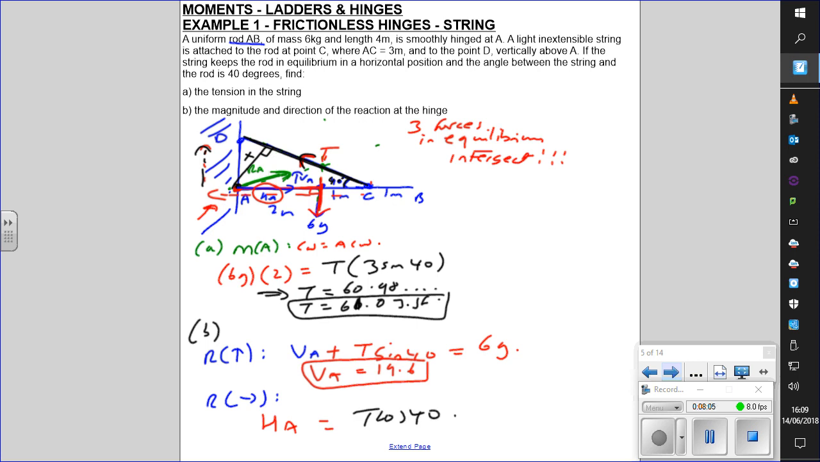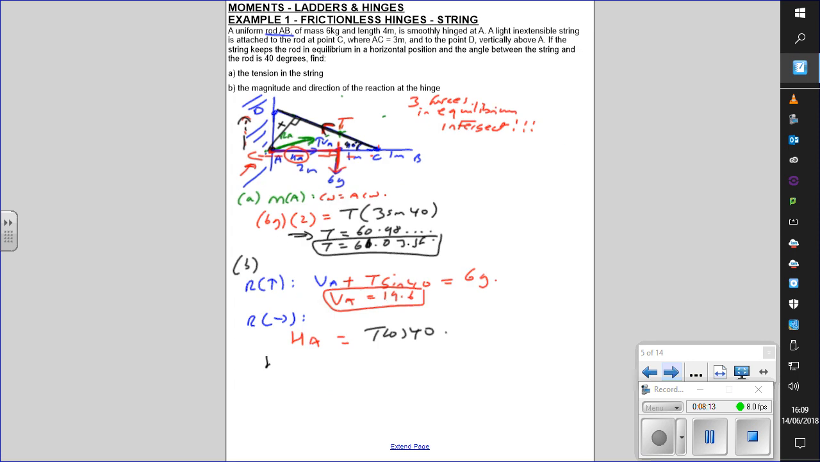Now I appreciate my diagram is looking quite messy with all of these components and things, and it does sometimes help to draw a new diagram. So T was 60.98, so times that by cos 40, and we get 46.71, right?